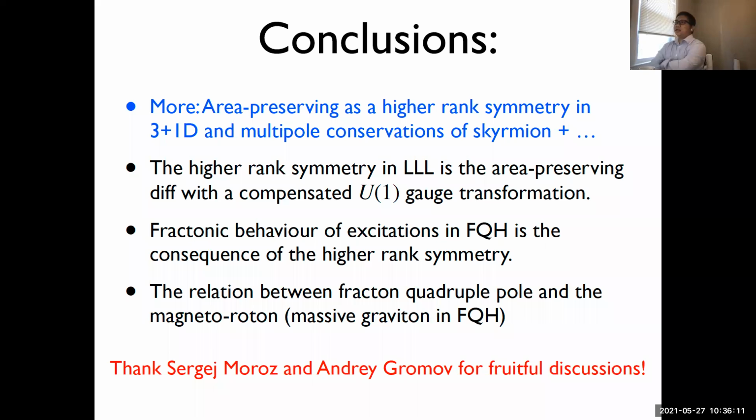Okay, so let me come to my conclusion. There are many things that I didn't have time to talk about. First of all, we also have the 3+1 version of the area-preserving symmetry, also related to the higher rank symmetry. And this 3+1 version implies the multipole conservation of the skyrmion in an antiferromagnet. And in the talk, I showed that the higher rank symmetry is nothing but the lowest Landau level limit symmetry in the fractional quantum Hall.